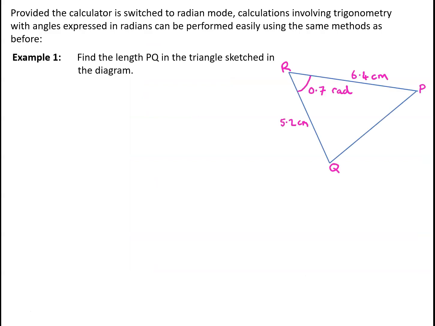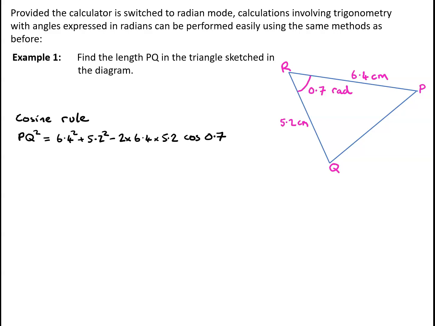So let's have a look at how we might do that. First of all, find the length PQ in the triangle sketched in the diagram. Well, in this case we've got two sides of the triangle, and the angle between the two sides is given in radians, so we can use the cosine rule to find the size of PQ.